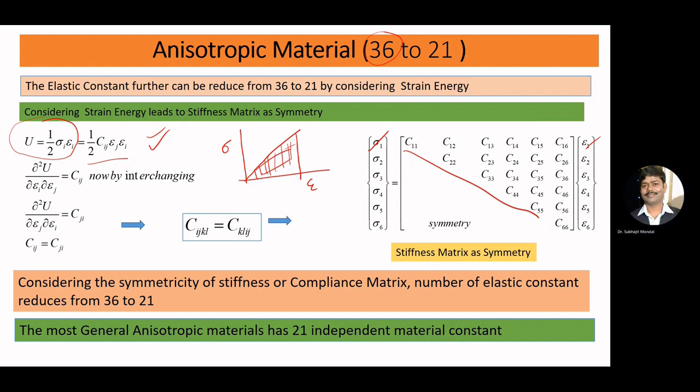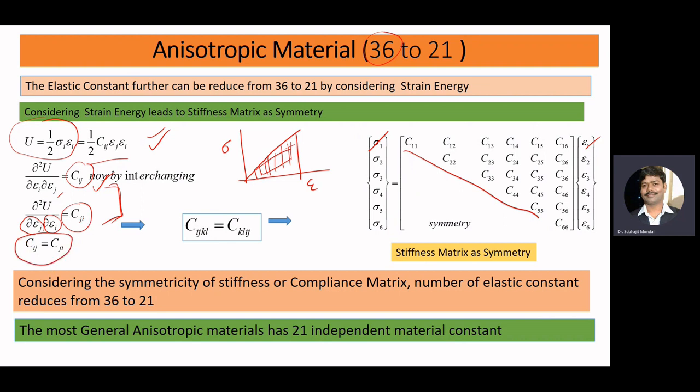Now, if we perform a double derivative of the strain energy, we observe that we get Cij when we take the first derivative with respect to epsilon i and the second derivative with respect to epsilon j. If we take the first derivative with respect to epsilon j and then the second derivative with respect to epsilon i, we obtain Cji. Now you can see this component should be the same: Cij and Cji should be the same.